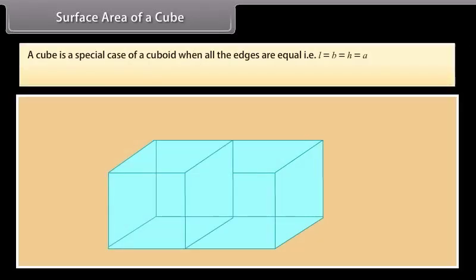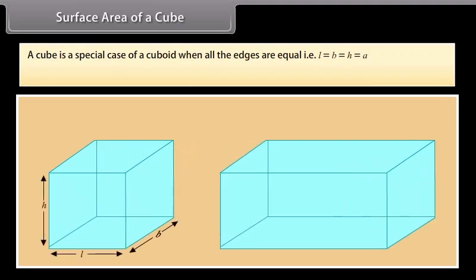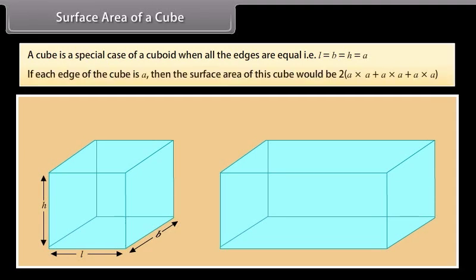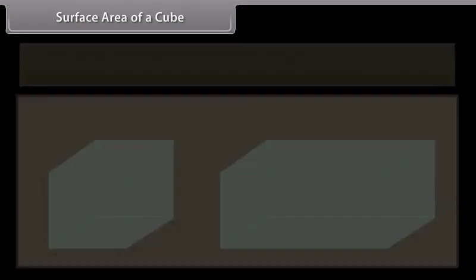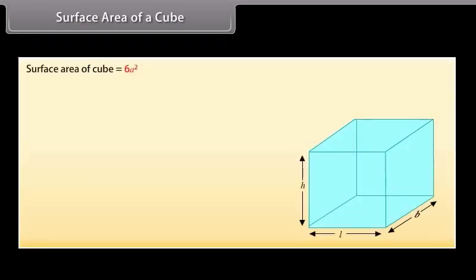Surface area of a cube. A cube is a special case of a cuboid when all the edges are equal. That is, L is equal to B, which equals H. If each edge of the cube is A, then the surface area of this cube would be 2(A·A + A·A + A·A), or we can write it as 6A square.